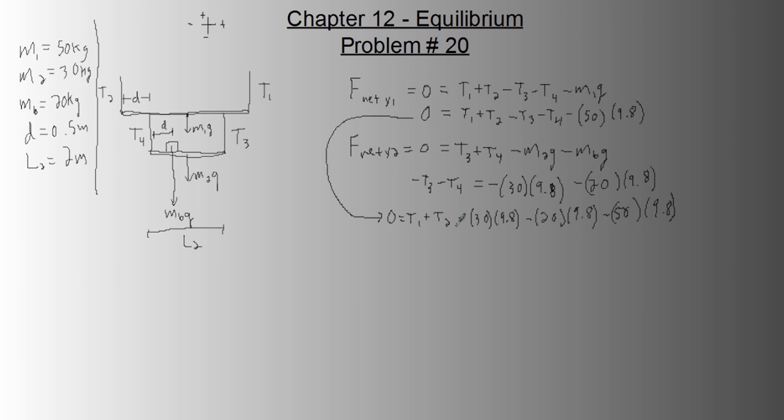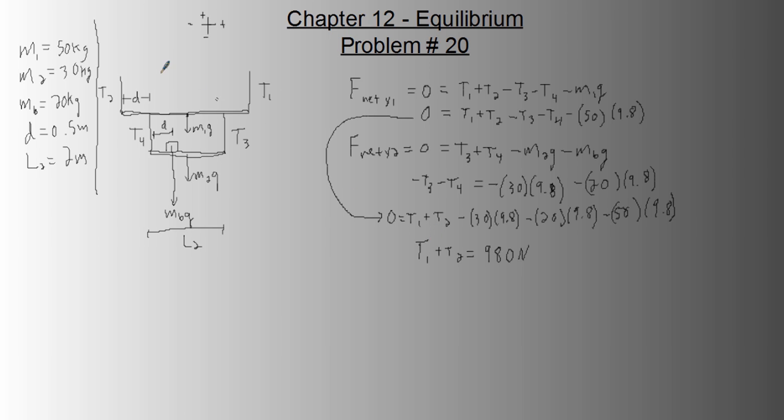And so let's solve for T1 plus T2. In other words, let's add all three of these over here. And while I'm doing it, I'm going to calculate these on my invisible calculator. So we get T1 plus T2 equals, and all of this happens to equal 980 newtons. That's pretty smooth. Alright, we'll use that later.